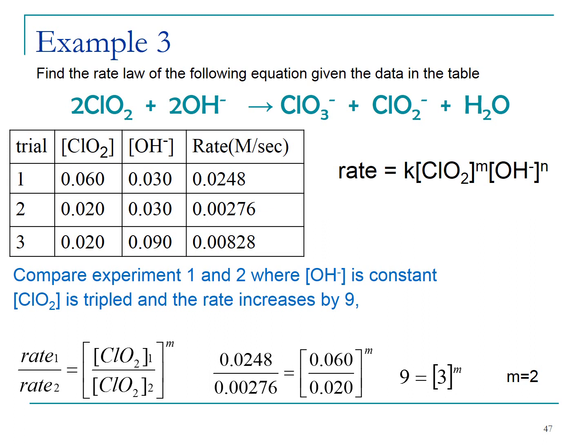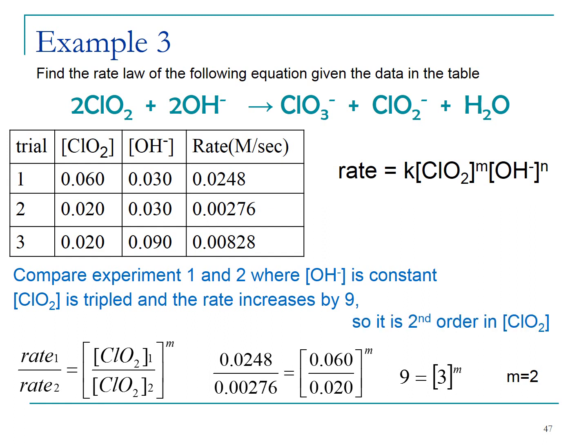Now you might have already been able to see that to go from 0.00276 to 0.02448 is 9 times. You might not have been able to see it, but you just divide it out if you can't see it. You find out what the ratio is, and it's 9. So we've tripled the concentration. What's happened to the rate? It's gone up by a factor of 9, and so that is second order. 3 raised to the second power is 9.